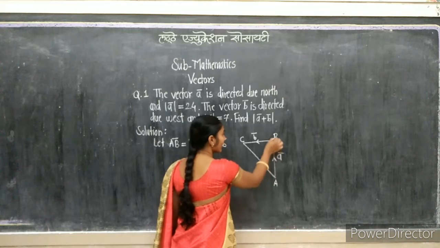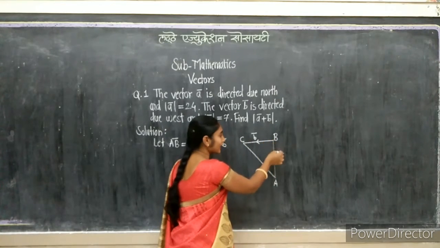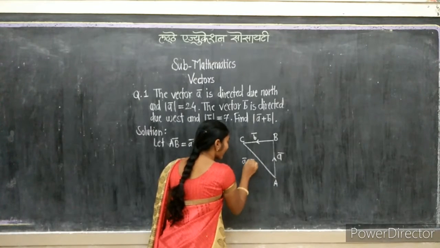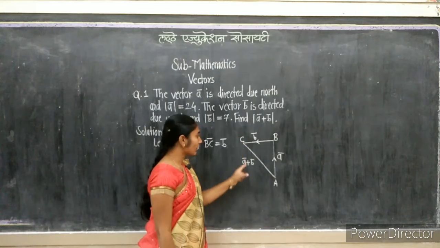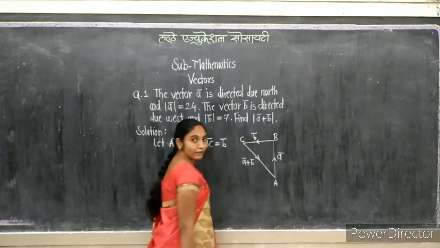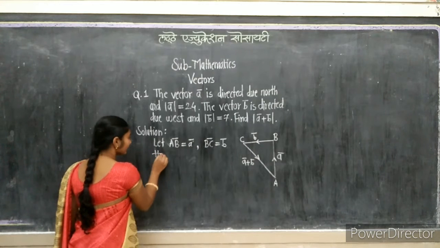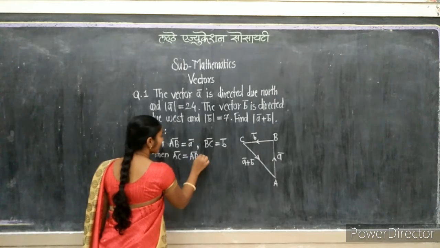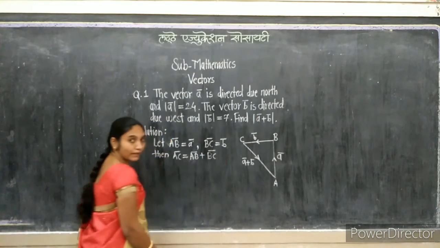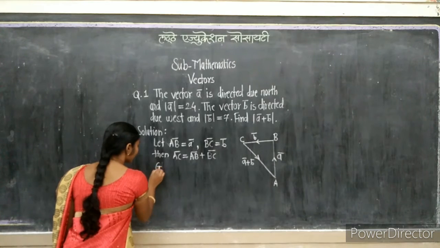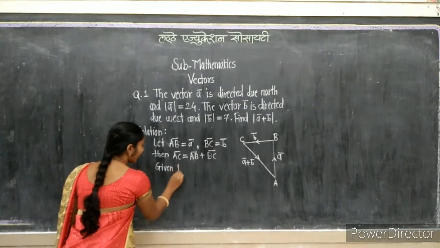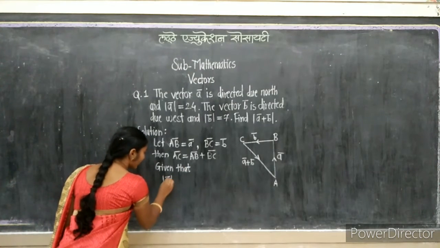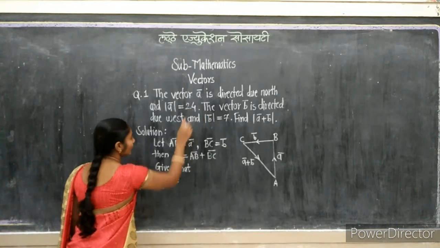Here we get the triangle ABC, and the angle ABC is 90 degrees. This is the A bar plus B bar. By triangle law, AC bar is equal to A bar plus B bar. Then AC bar is equal to AB bar plus BC bar. Given that magnitude of A bar is equal to 24.